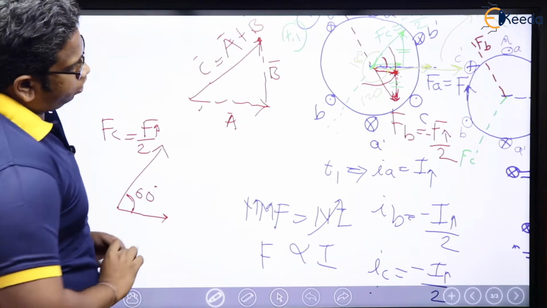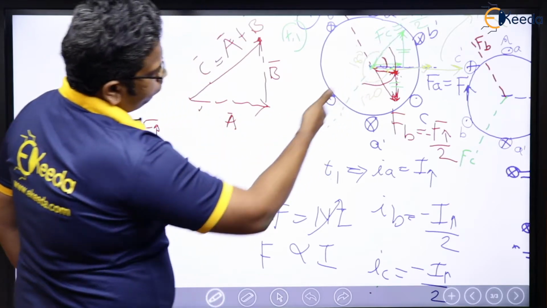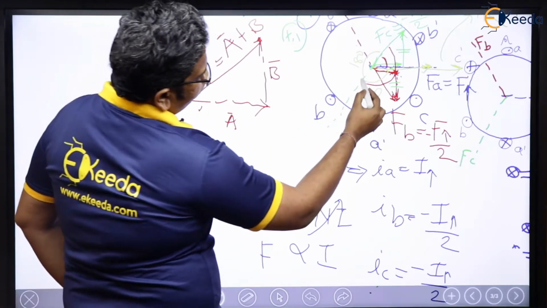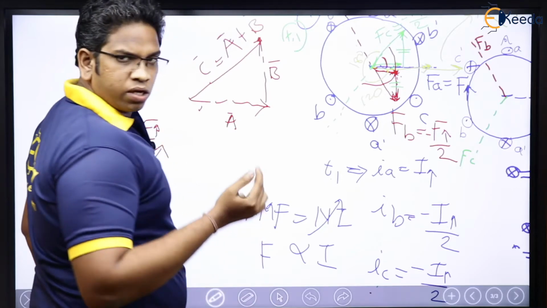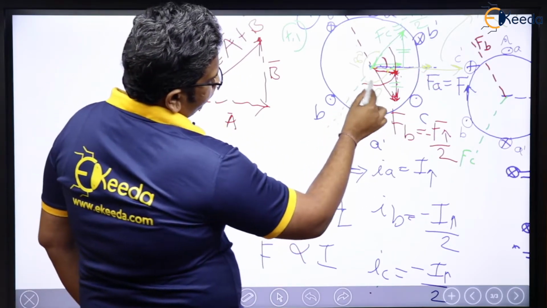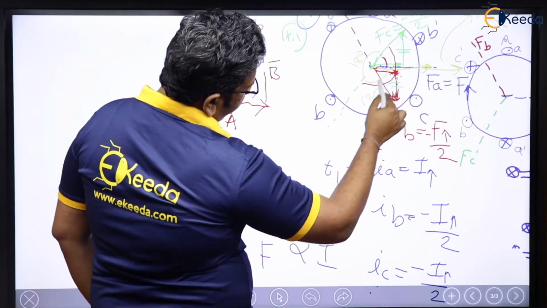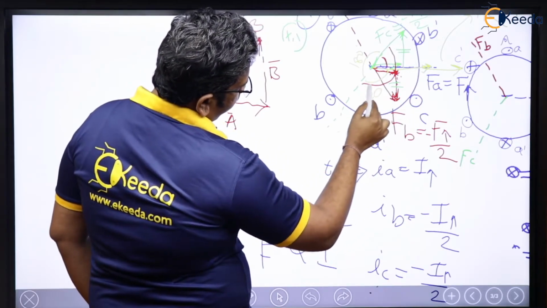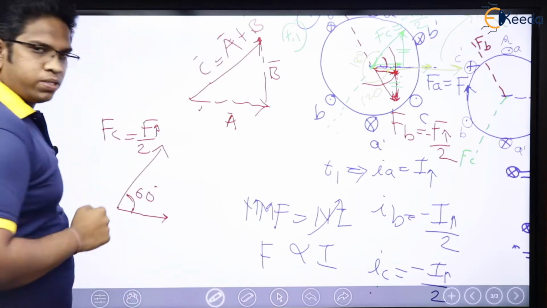This angle we already know. How? Because this is going to be the opposite. This complete angle from here to here is going to be 180 degrees. And we know that this FA and this FB will be displaced by 120 degrees. So 180 degrees minus 120 degrees will give me 60 degrees. So this is going to be 60 degrees.